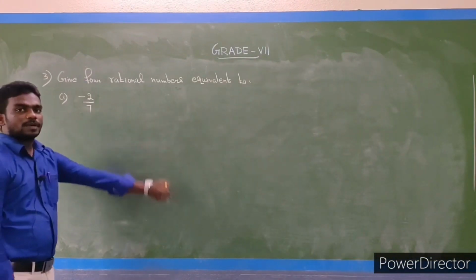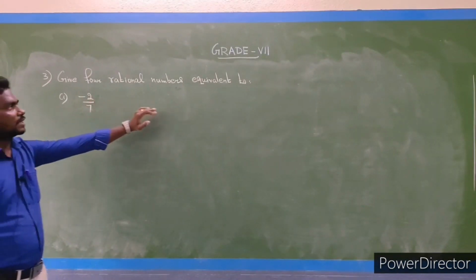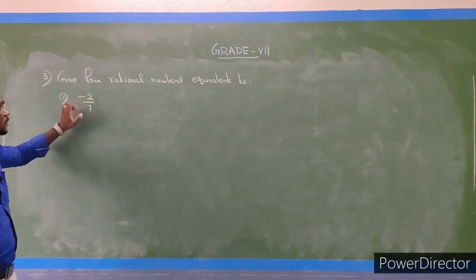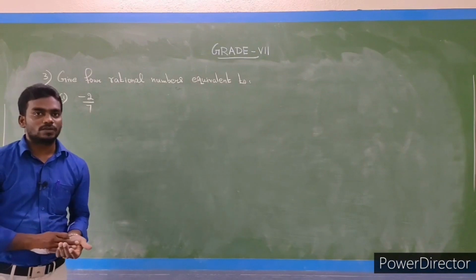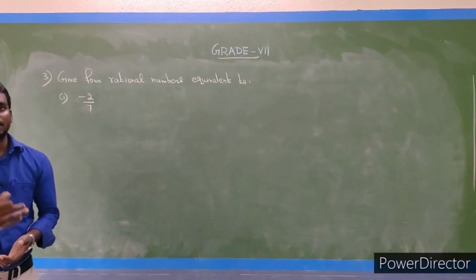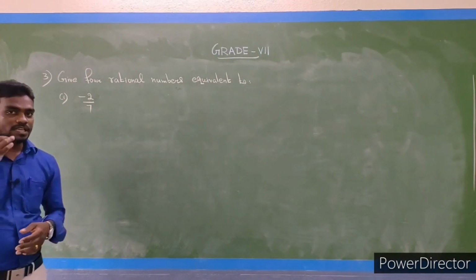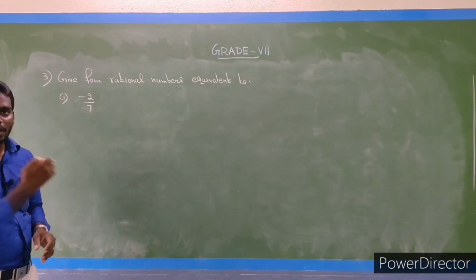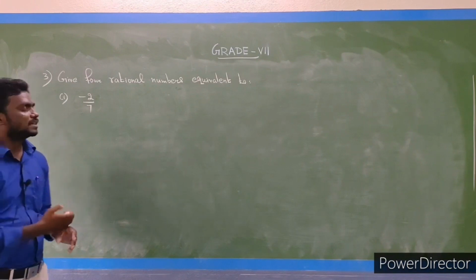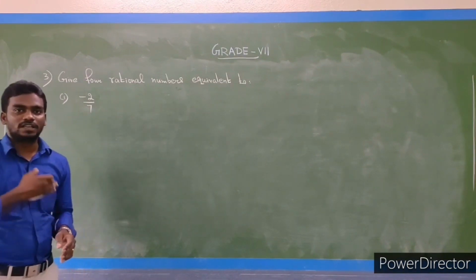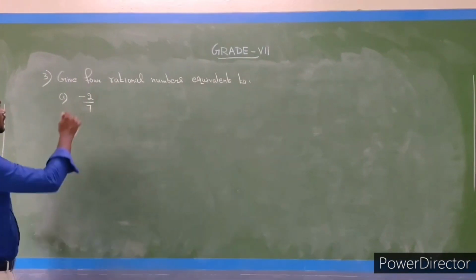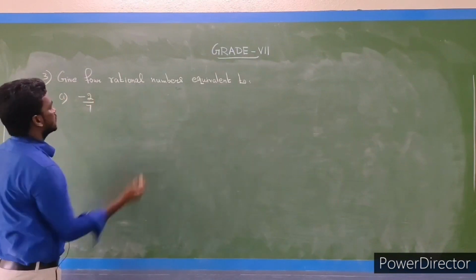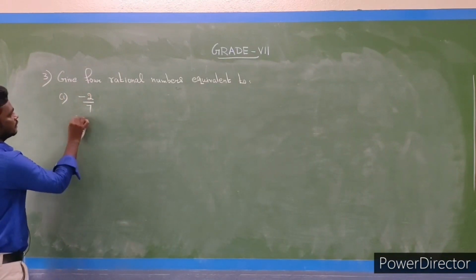Next, our third pattern, give 4 rational numbers equivalent to minus 2 by 7. What is meant by equivalent rational numbers? Equivalent rational number means the same like equivalent fractions. That means minus 2 by 7 is given. We have to multiply the numerator and the denominator by the same number. We get the same rational numbers, right? So give 4 rational numbers equivalent to minus 2 by 7.